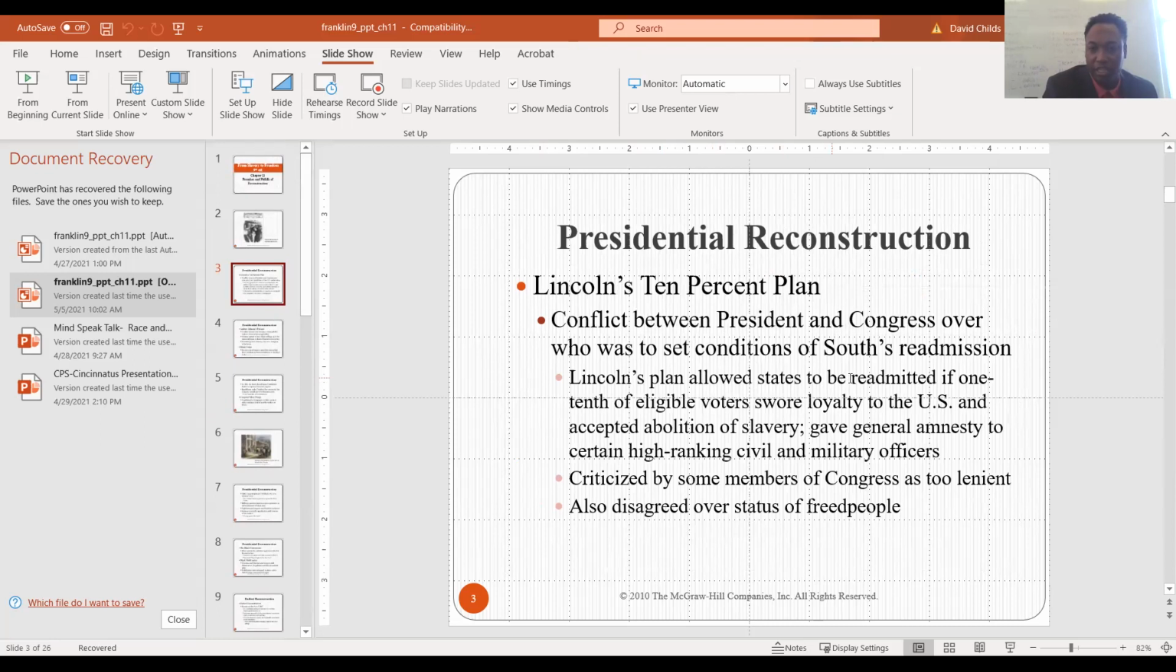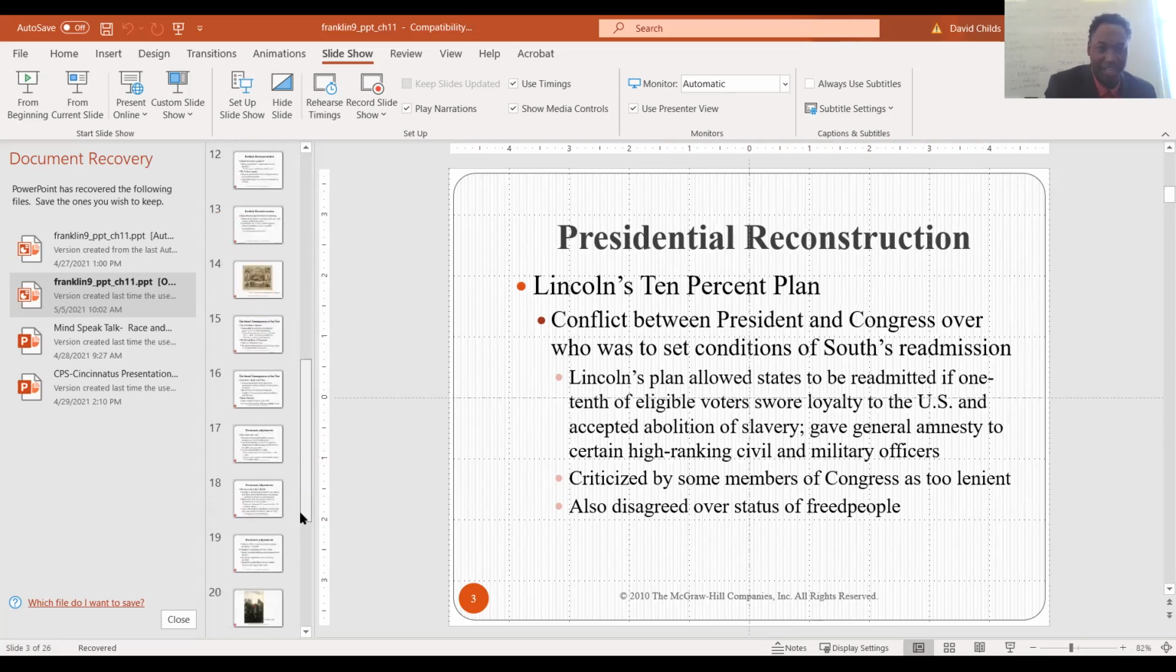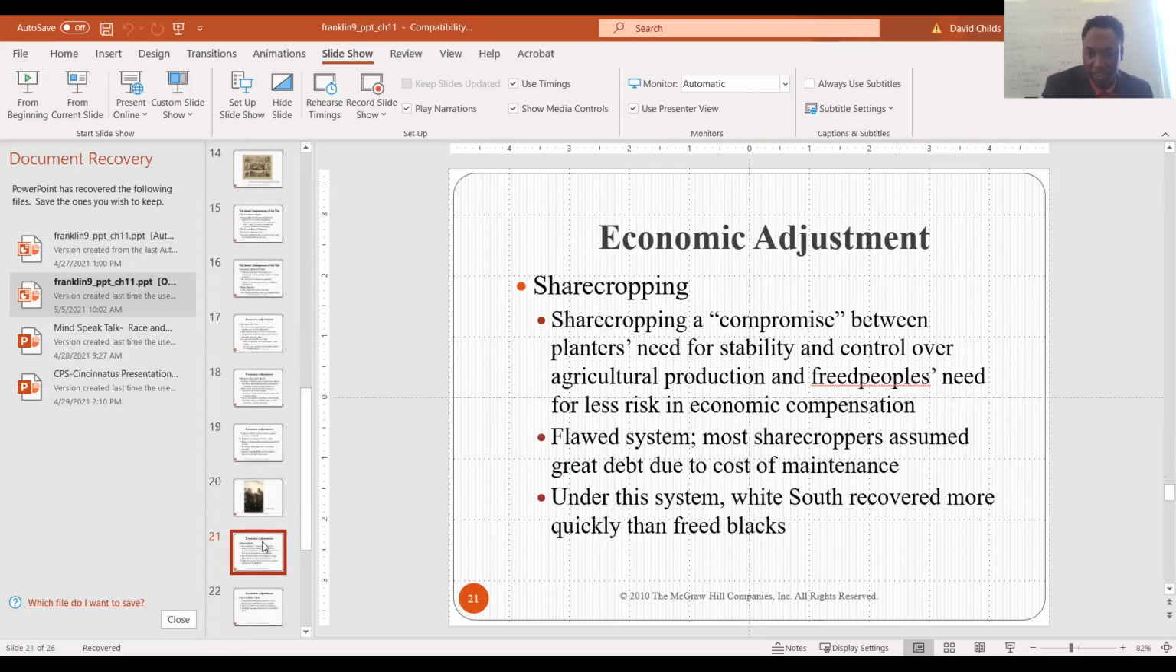Lincoln's plan allowed states to be readmitted if 1/10 of eligible voters swore loyalty to the US, and they also accepted abolition of slavery. He gave general amnesty to certain high-ranking civil and military officers. Right. And he was criticized by some in Congress for being too lenient. So we can't put it all on Johnson. Right. Lincoln was being a politician. He was compromising.